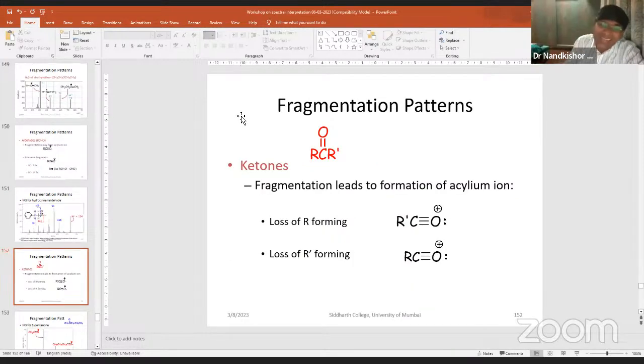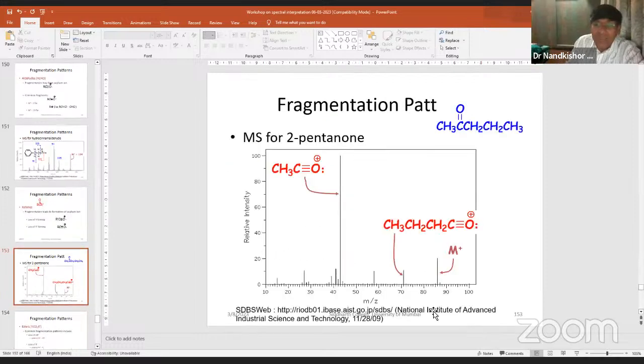If it is a ketone, again a similar thing happens: the alkyl group will be lost, and there is formation of an acylium. Look at here, this is the acylium for 2-pentanone, and this is going to be the base peak. This is another peak for the acylium too. So M+1.